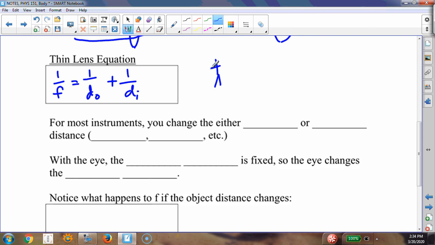Here's you. Sort of looks like you. Here's your bathroom mirror. This distance between you and the mirror is the object distance, DO. So DO is the object distance.